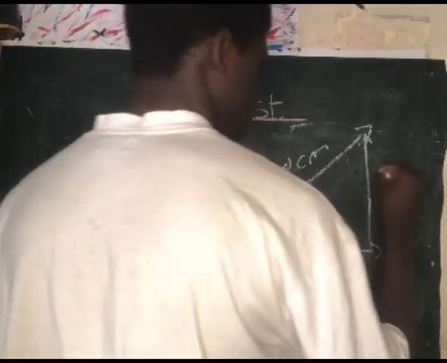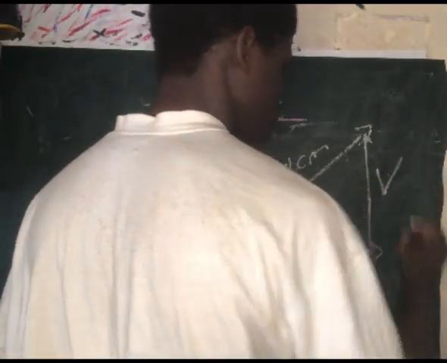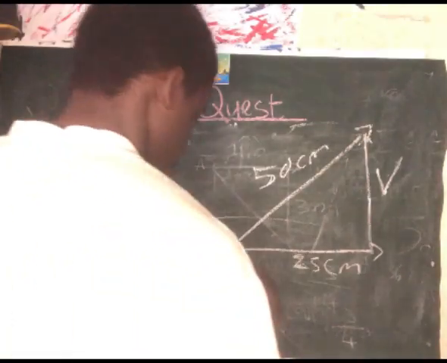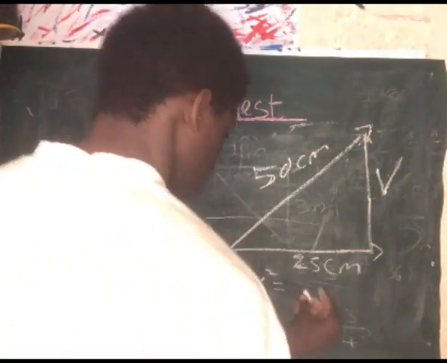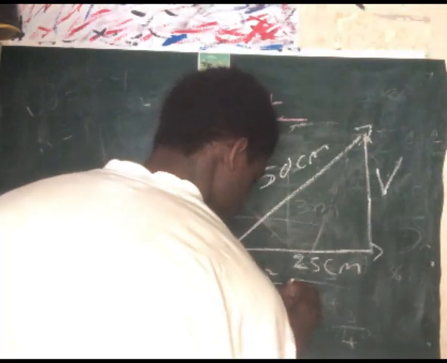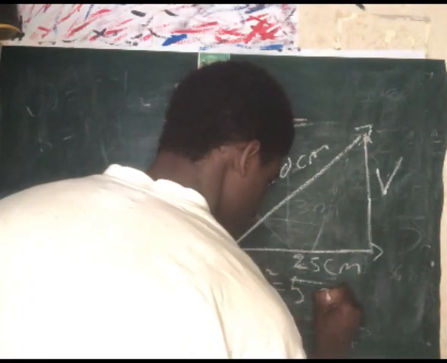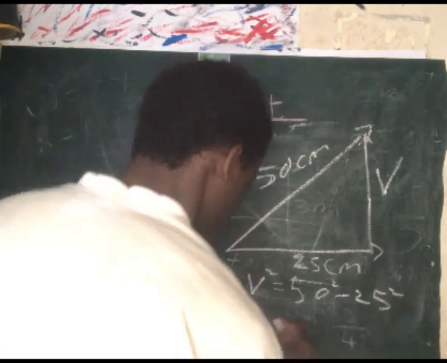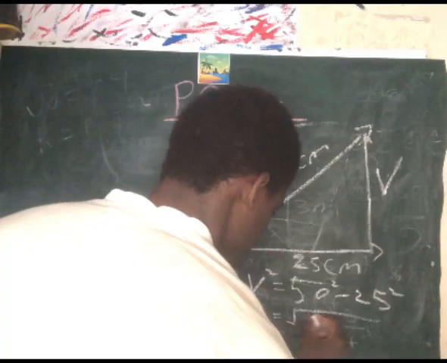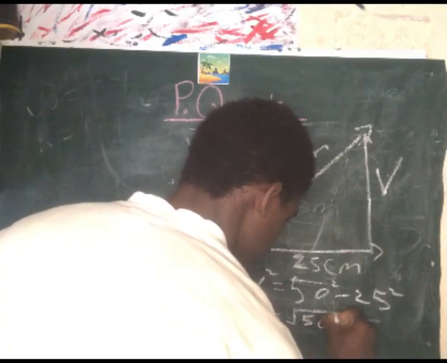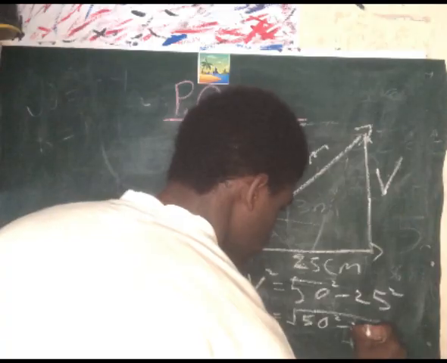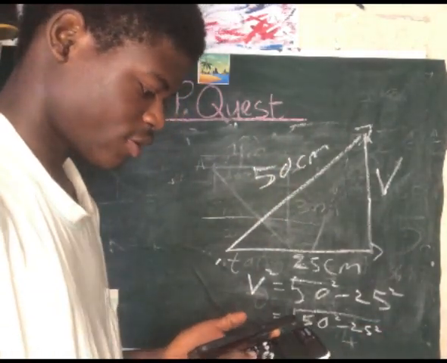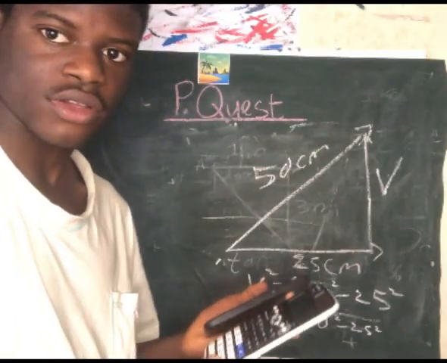So what is this vertical displacement? Let's call the vertical displacement V. The vertical displacement is easy. We just use our normal Pythagoras theorem, and that will be V squared is equal to 50 squared minus 25 squared. Then that will be the square root of 50 squared minus 25 squared. So let's do the square root of 50 squared minus 25 squared.